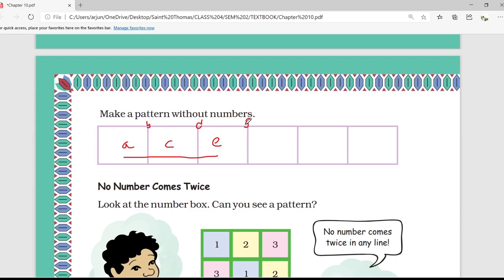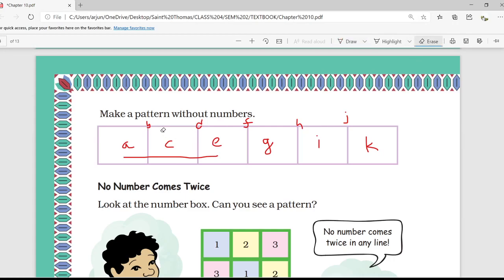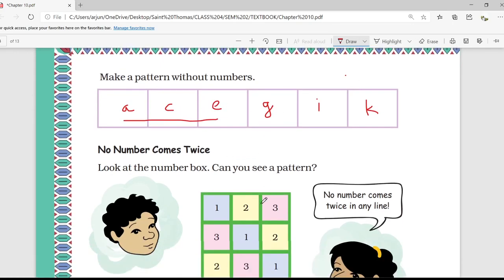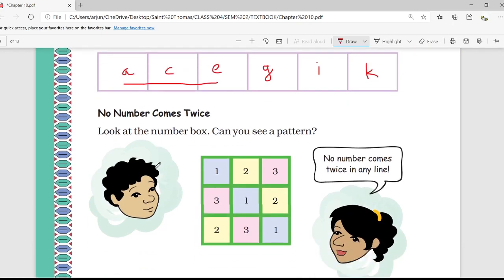Then here what will come? F, G, H, I, J and K. Okay. So if you give only these letters to anyone, then they will easily understand. They can easily understand we have skipped one letter. So they can understand the pattern.